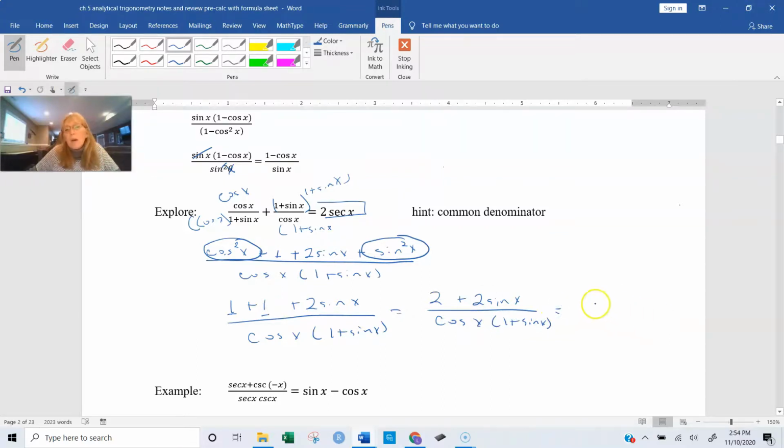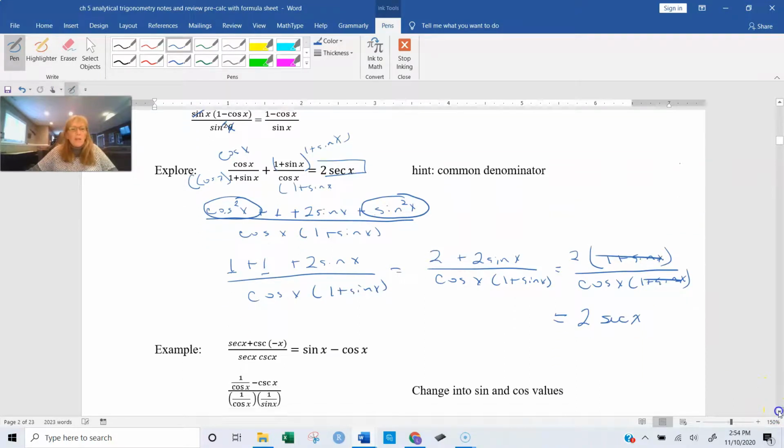Well, that numerator can factor out that 2. That gives me 1 plus the sine of x. Oh, isn't that pretty? All over the cosine of x times 1 plus the sine of x. Well, those can cancel since they're the same. And we know that 1 over cosine is secant, so we really have 2 secant of x. Wasn't that slick? Look how smart you are.